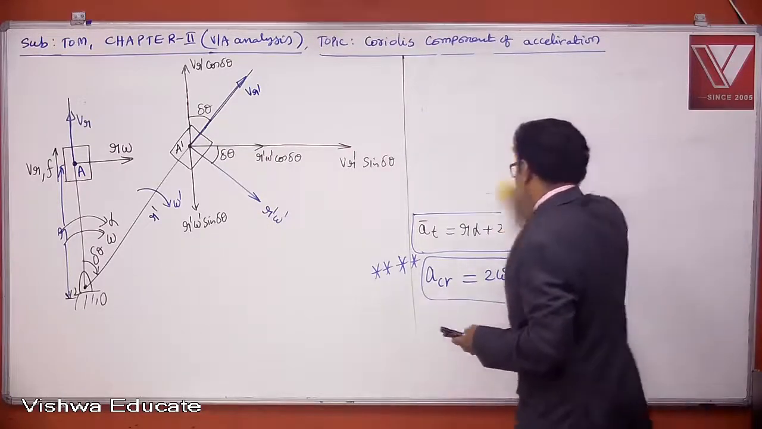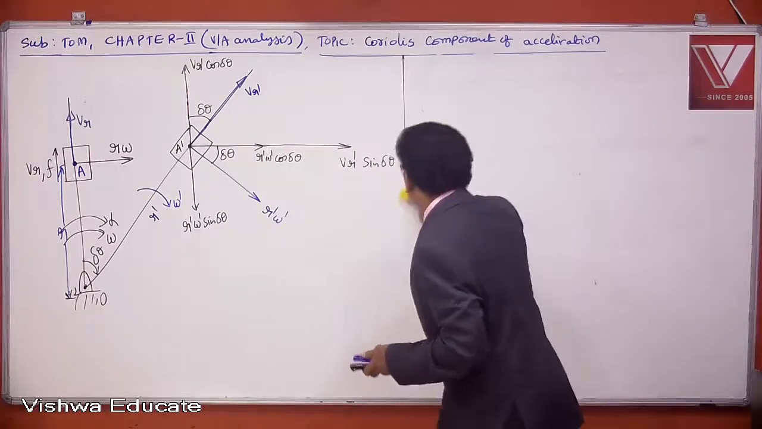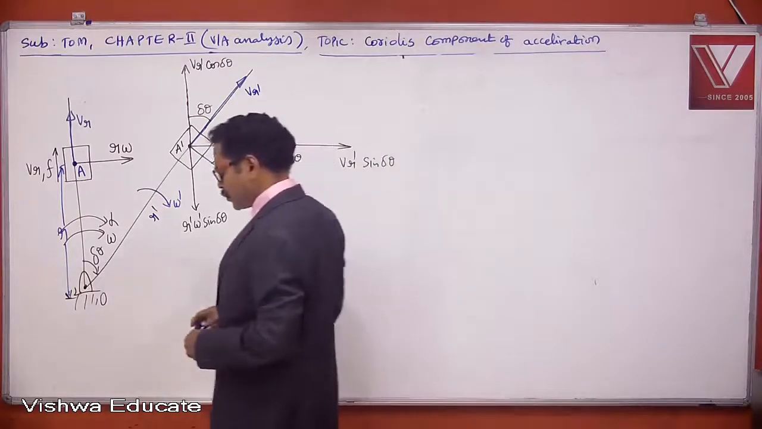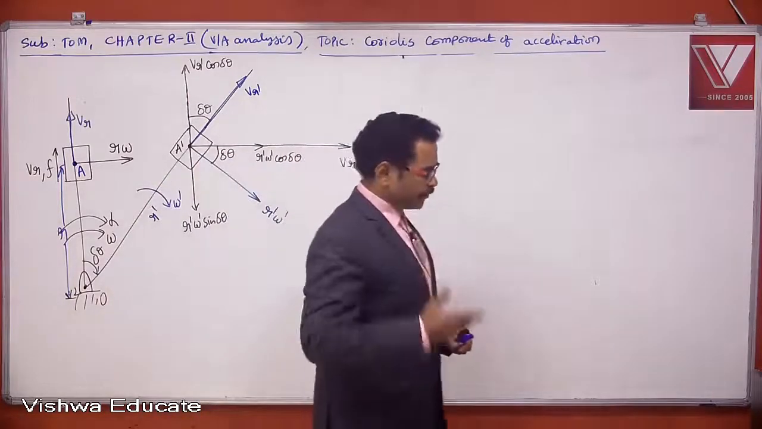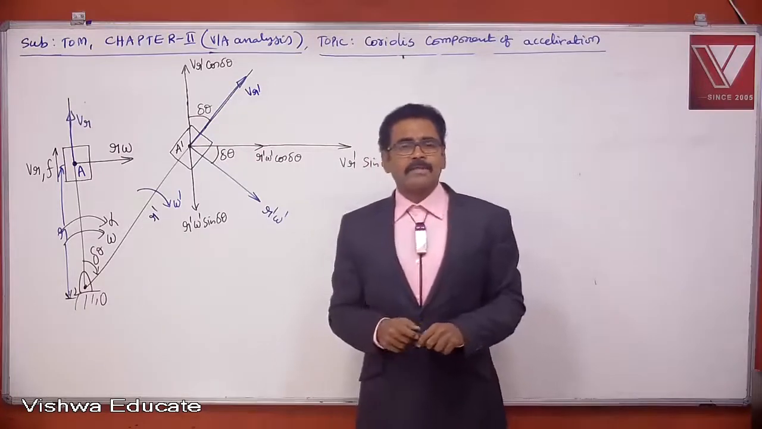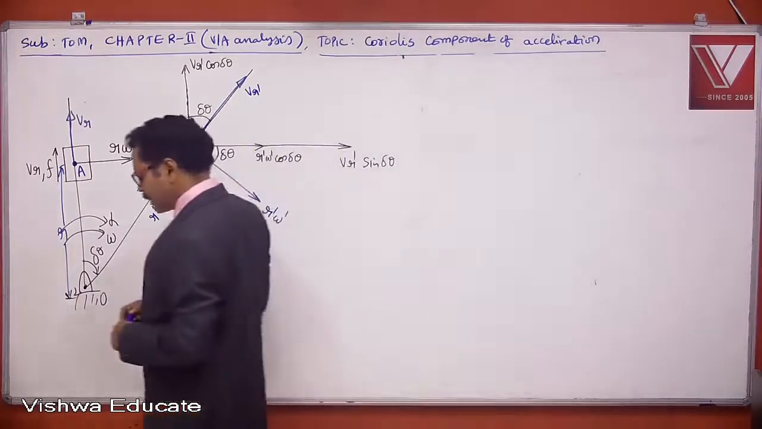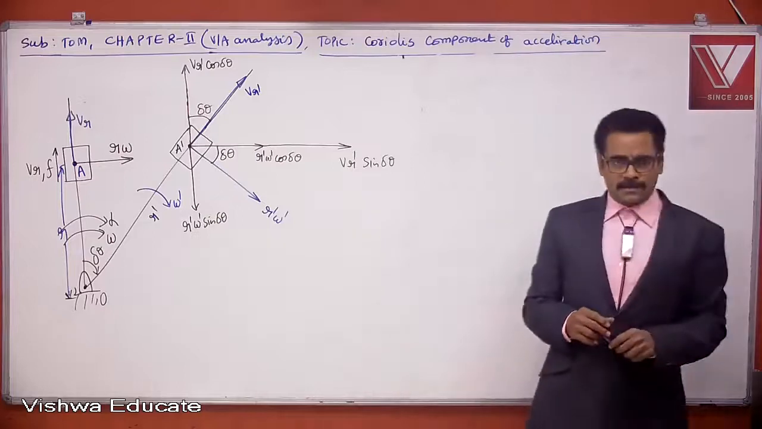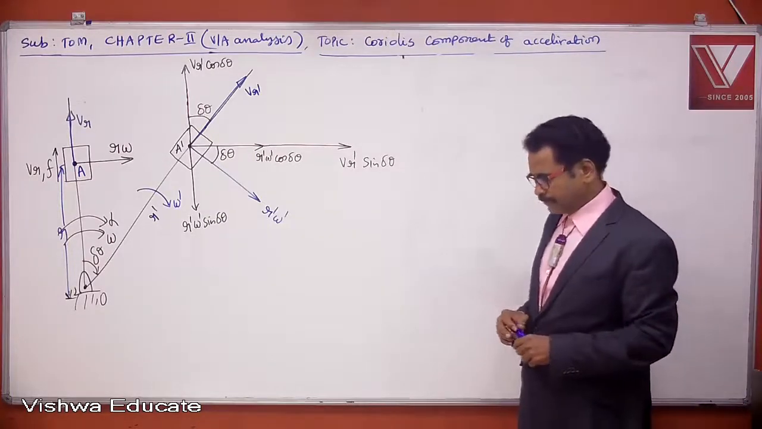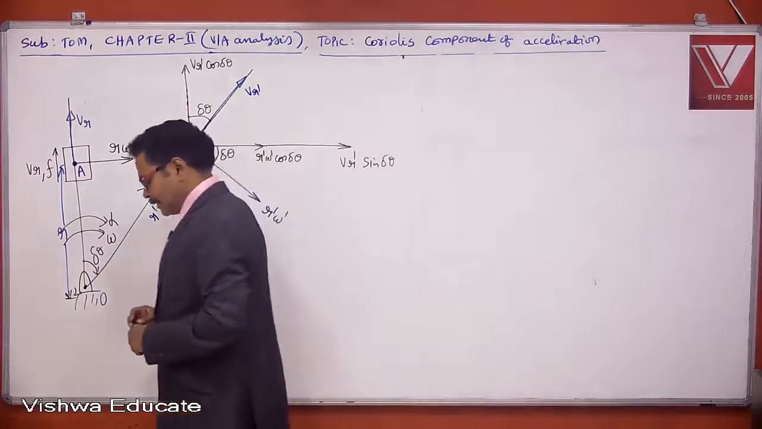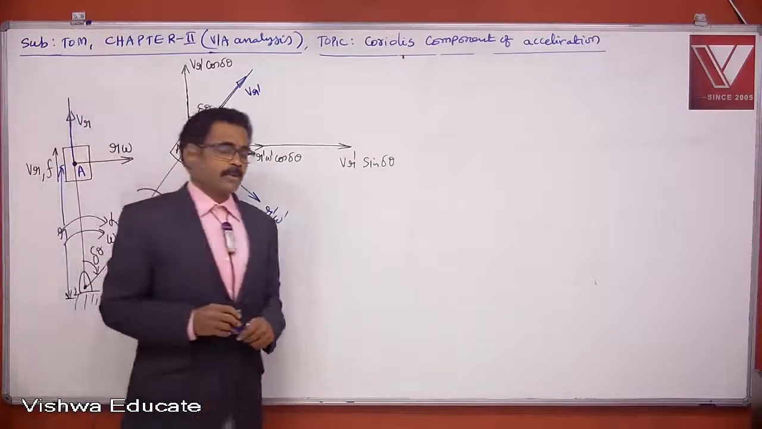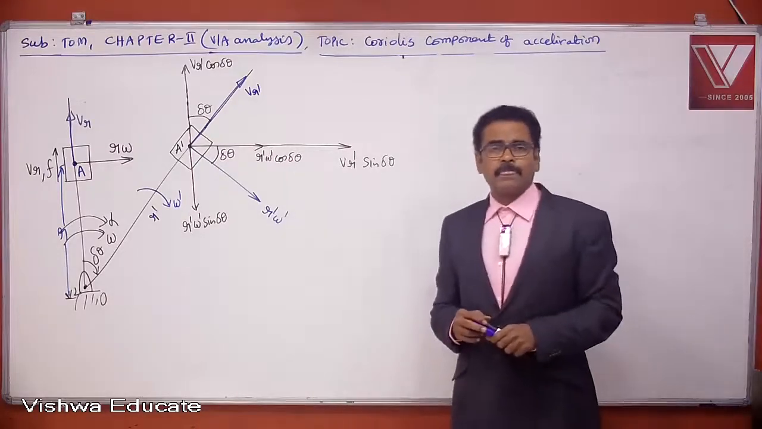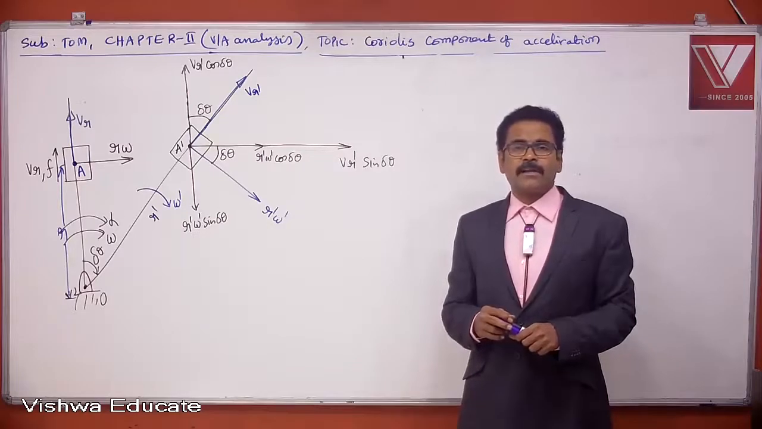Direction of Coriolis component of acceleration can be found by rotating the radial velocity vector by 90 degrees in the direction of angular velocity.